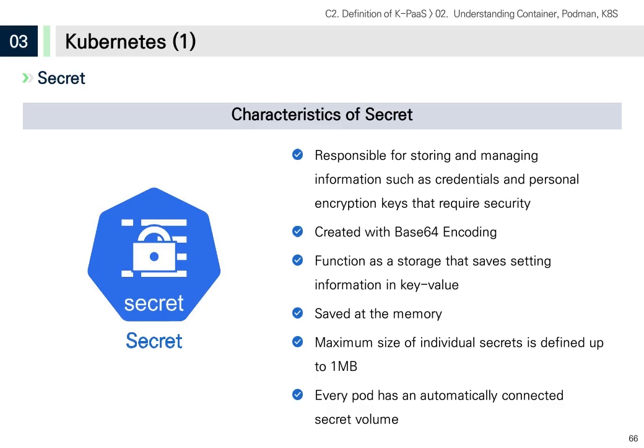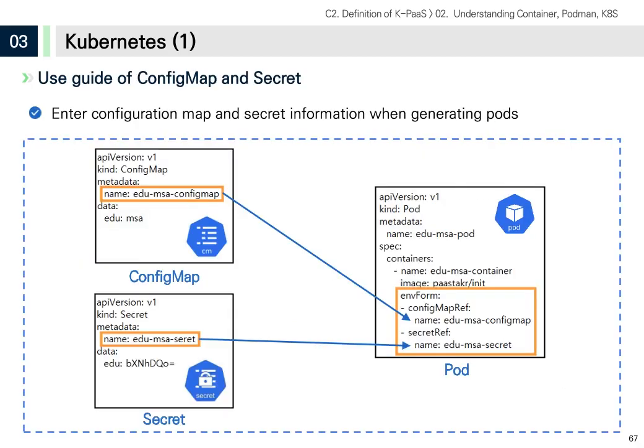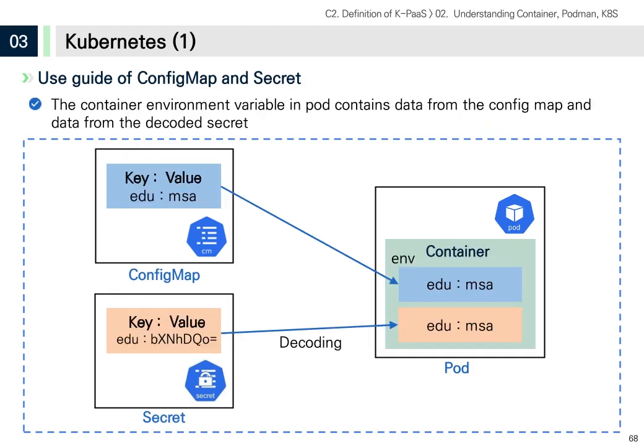Every pod has a secret volume that is automatically associated with it. As you can see in the textbook, when creating a pod, if you input the config map and secret information you want to use, the config map and secret source created in advance will be mapped to the pod. The pod's environment variables will then contain the data from the config map and decoded secret, respectively, allowing us to use the externally defined environment information.